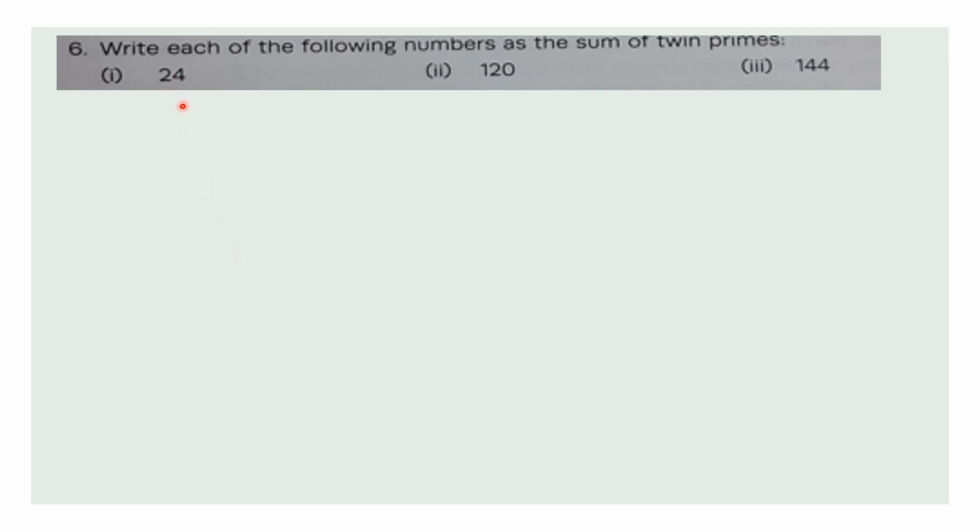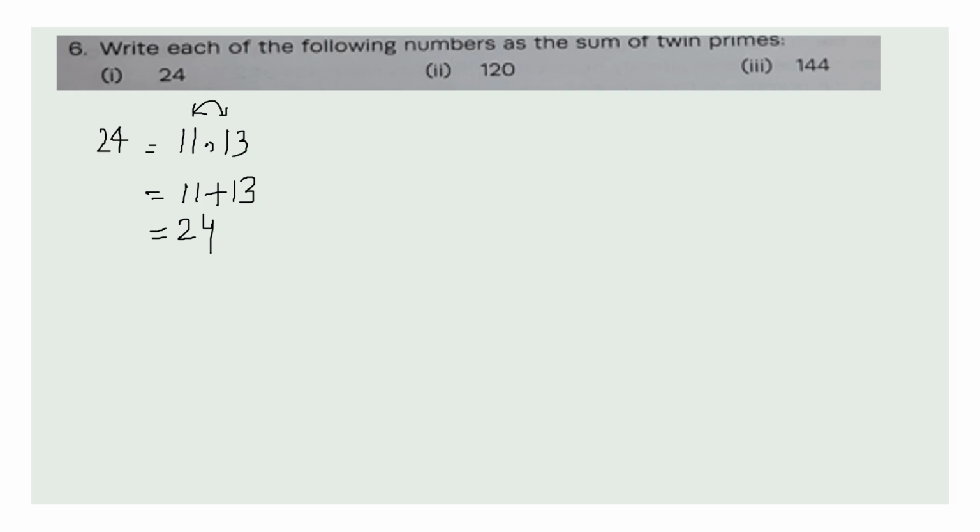For example, in case of 24, it's easy if I know all the prime numbers from 2 till 97. If I know all of these, then it will be easier for me. You can list them down and you can write the twin primes. For example, in case of 24, I have 11, and then the next prime number is 13. Now see, these two are twin primes, and when I add 11 and 13 together, I will get 24. This is the trick. You have to add two twin prime numbers and you must get the required number.